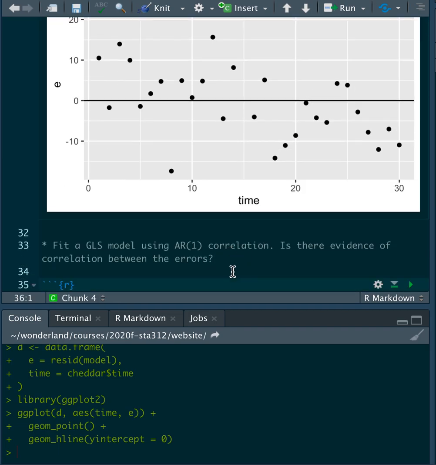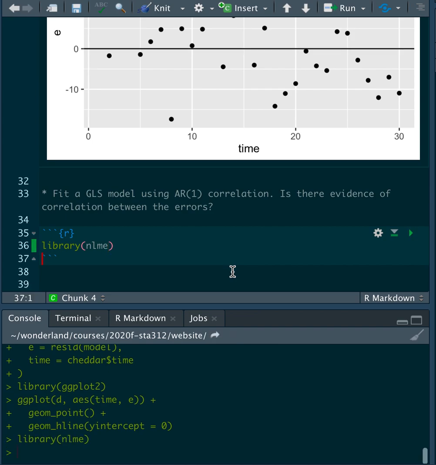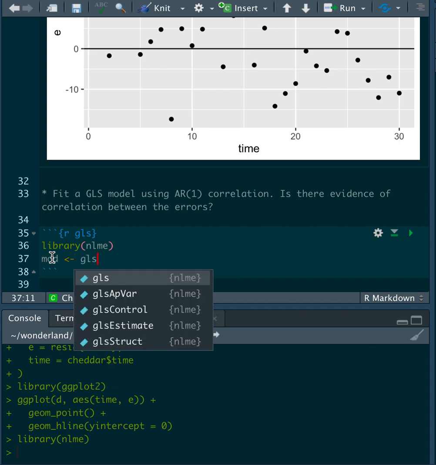And so now I'm going to fit this GLS model, the generalized least squares model, using an AR1 correlation to see if there's evidence of correlation between the errors. To do that, first I'm going to load the nlme package. So this is going to be GLS. Now let's do GLS.